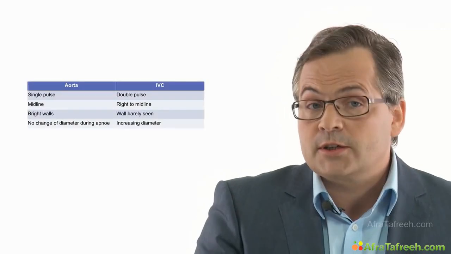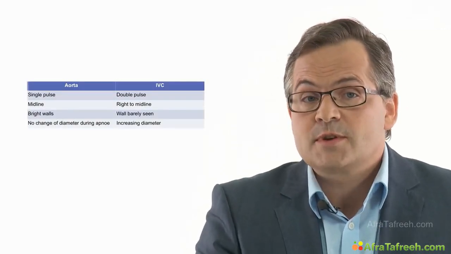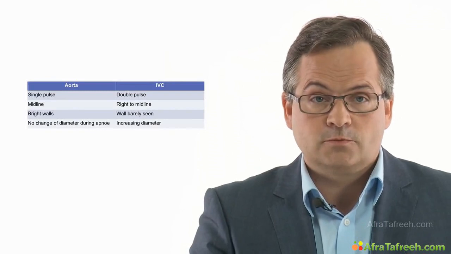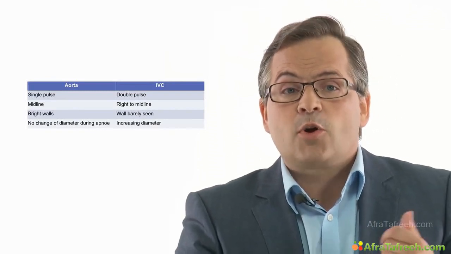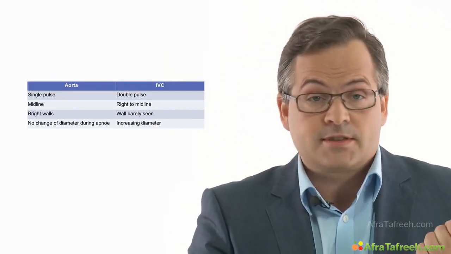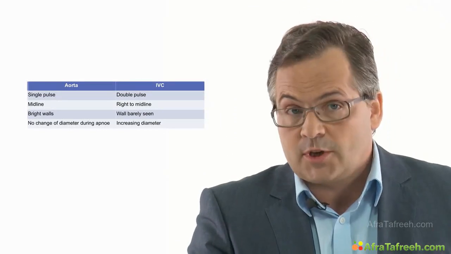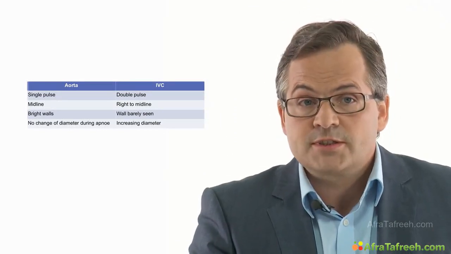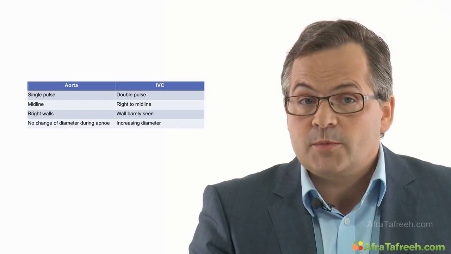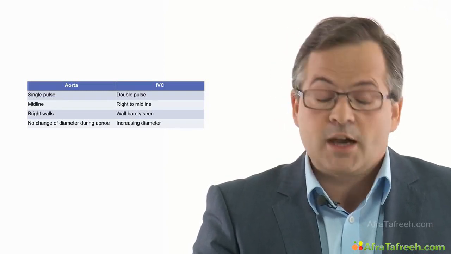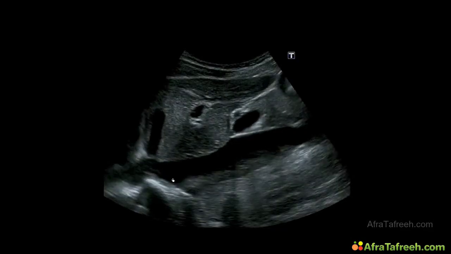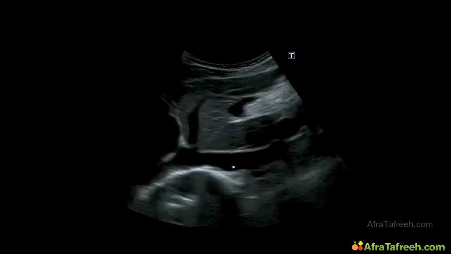We can distinguish between aorta and IVC. We use them as landmarks in the retroperitoneum. We differentiate them apart by single pulse versus double pulse, the anatomic location, the wall thickness, and by changing of diameter during breath hold in the IVC. So I think we got it. Guess what you can see here? Is it the aorta or the IVC?